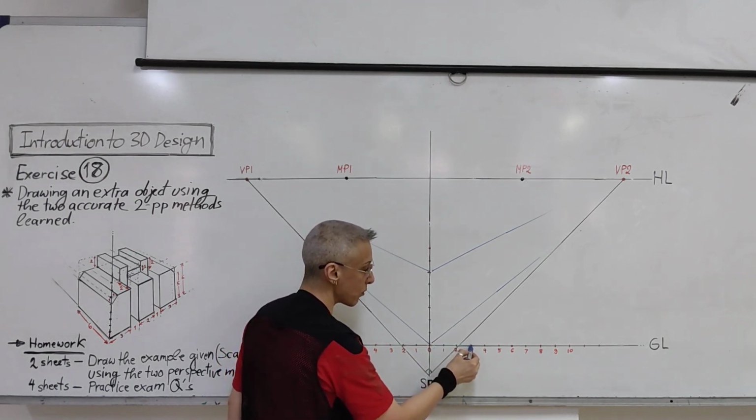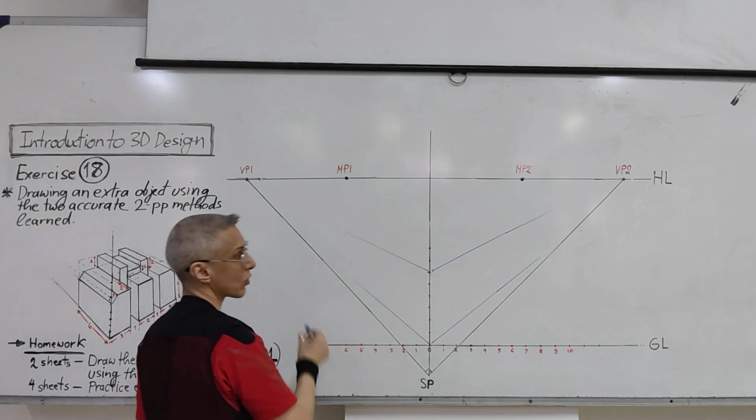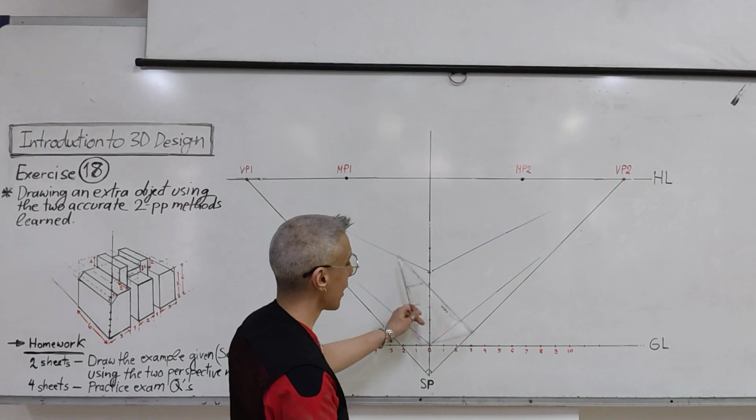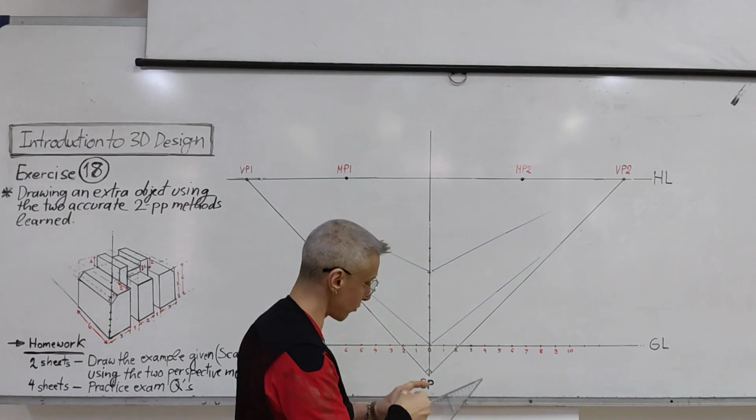But this 3 we will connect with this measuring point. Okay, don't make a mistake to connect it with this. So it's always the opposite. So from number 3 to the measuring point.